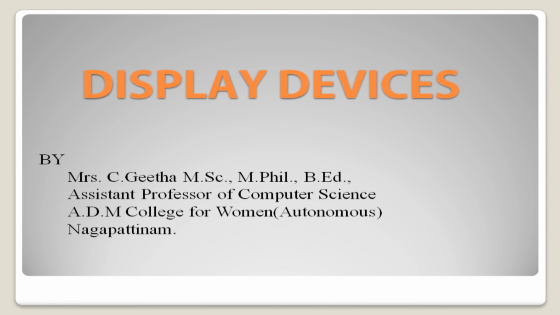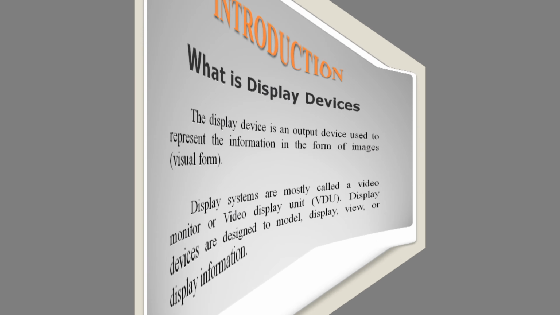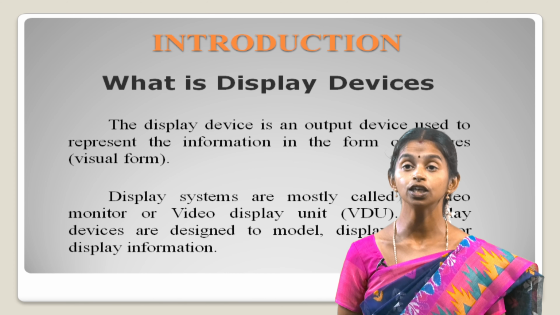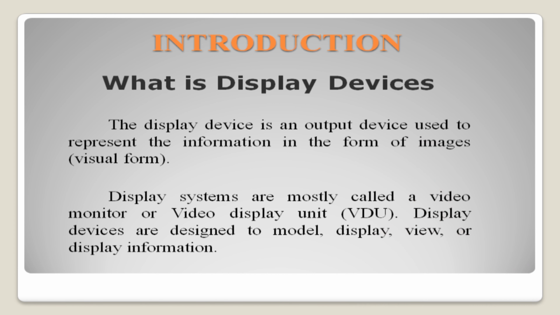Let's discuss the topic display device. Introduction. What is a display device? A display device is an output device used to represent information in the form of images. Display systems are mostly called a video monitor or video display unit. Display devices are designed to model, display, or view information.